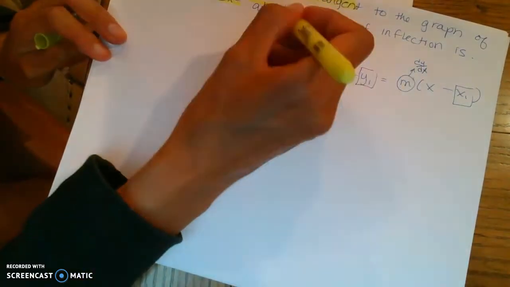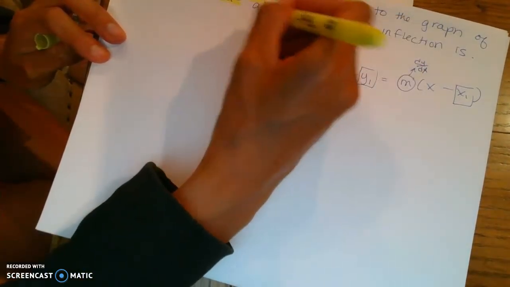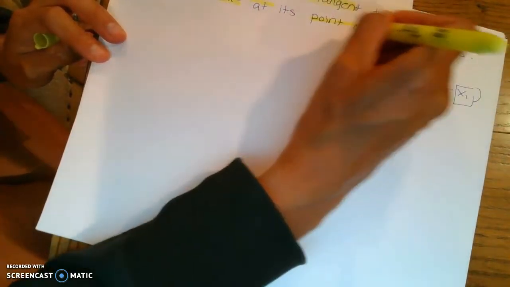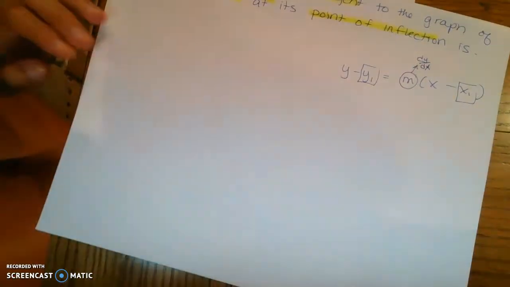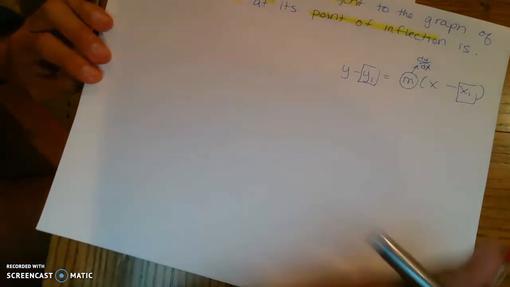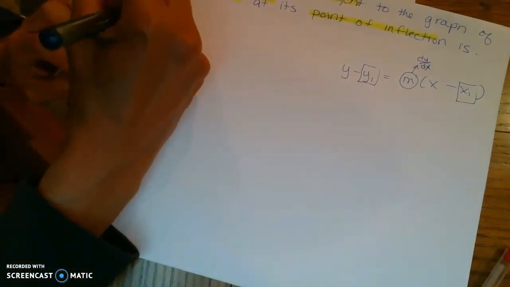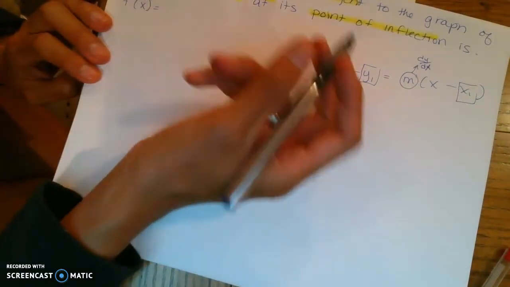Okay, so when I look at this, they give me f of x, so I know that I have a function to take the derivative of, and they say the point, they want it at its point of inflection. So that's interesting. I need to find the point of inflection first. So how do you find the point of inflection? That's coming off the second derivative. So I'm going to use the first derivative as well for the slope.